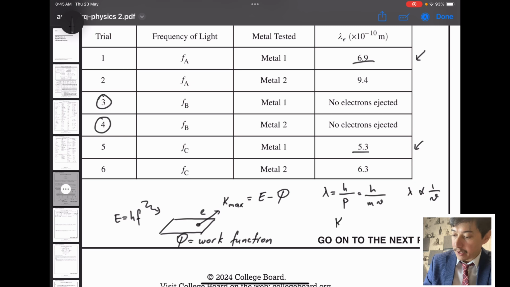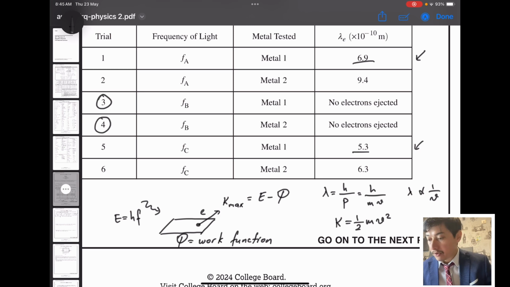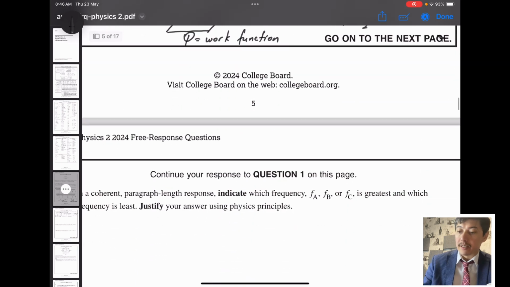And if you remember, kinetic energy is related to the square of the speed. Kinetic energy is equal to half mv squared. That means more speed, more kinetic energy. So here, logically, we can see that FC is resulting in higher kinetic energy.